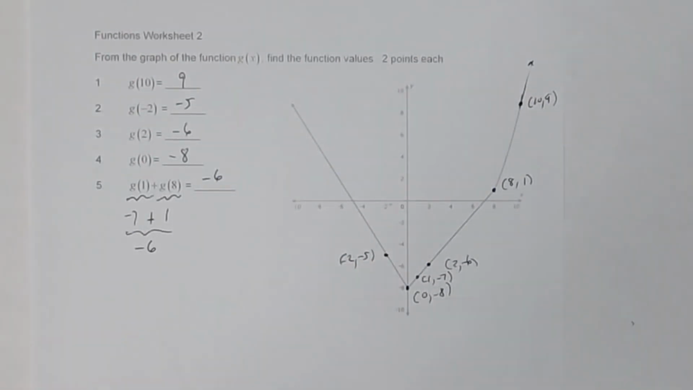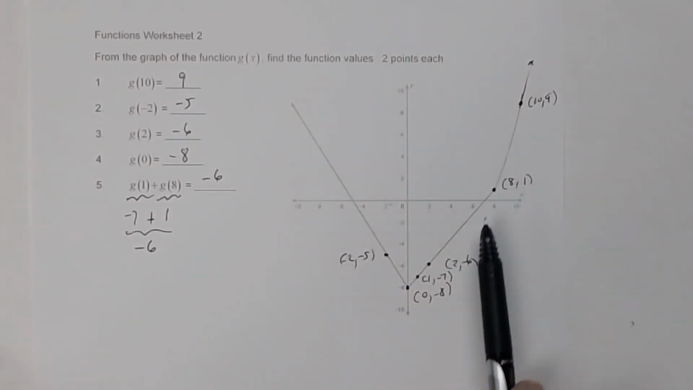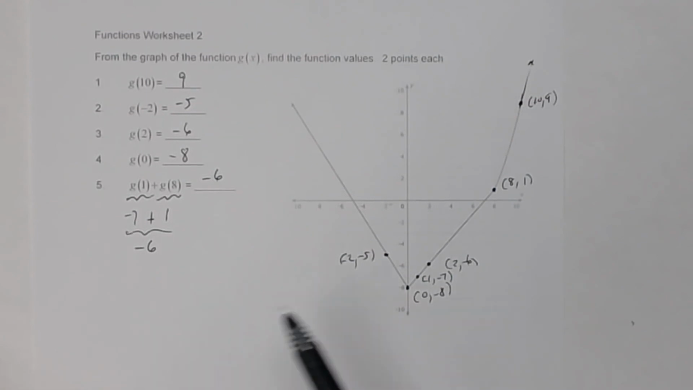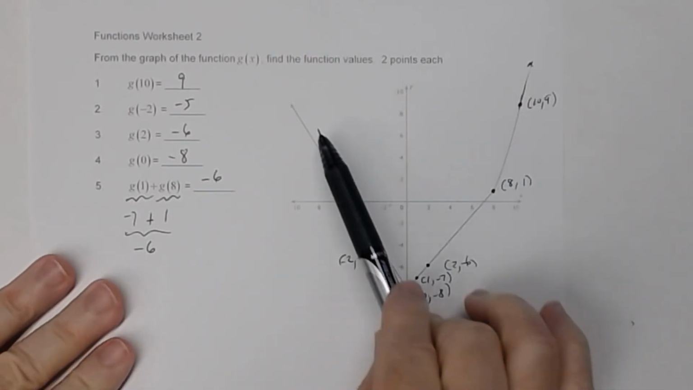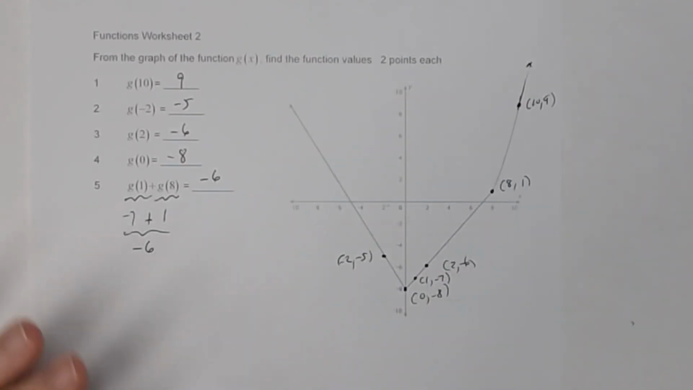And so that's it. So that is the key to this worksheet. So you're given a graph, and all you have to do is find function values. Now, on the video, you can't see the grid lines, but there are grid lines there. All right, so that's how you use the graph to find function values.